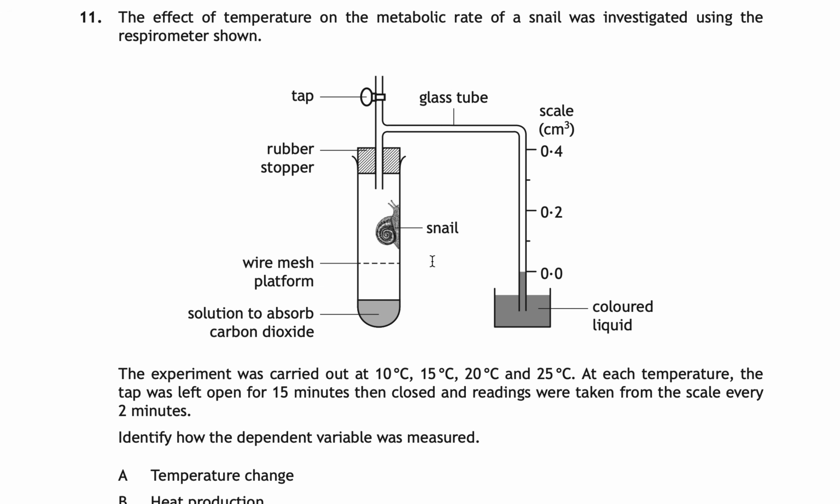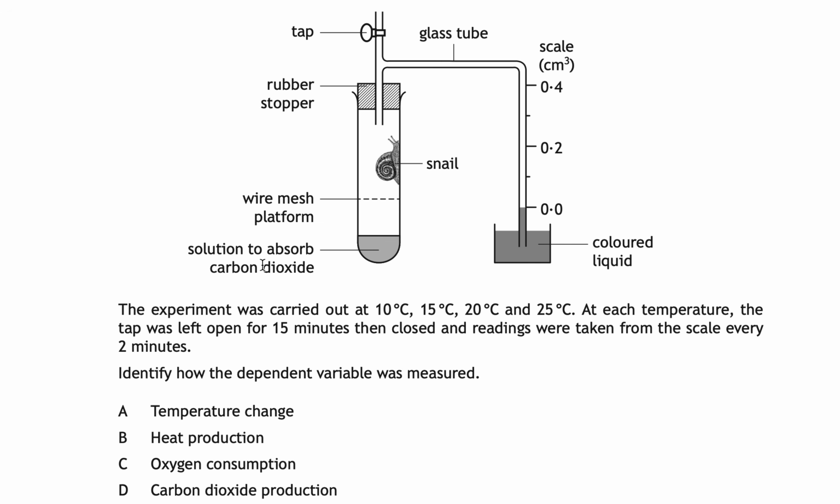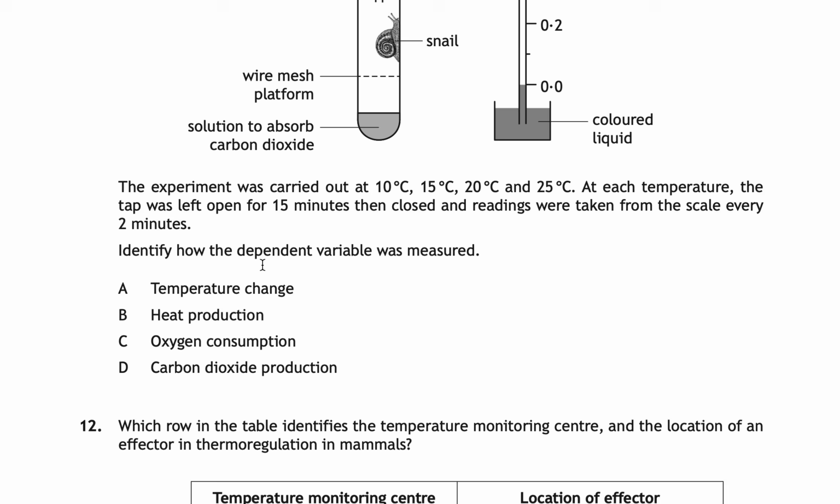As the snail is respiring, it's going to be taking in oxygen, and as the snail takes in oxygen, the coloured liquid is going to move. This means that oxygen consumption is then going to be measured on this scale, because you're measuring how far the coloured liquid is moving up because of how much oxygen has been pulled in from here. So the dependent variable in this case that's being measured is oxygen consumption.